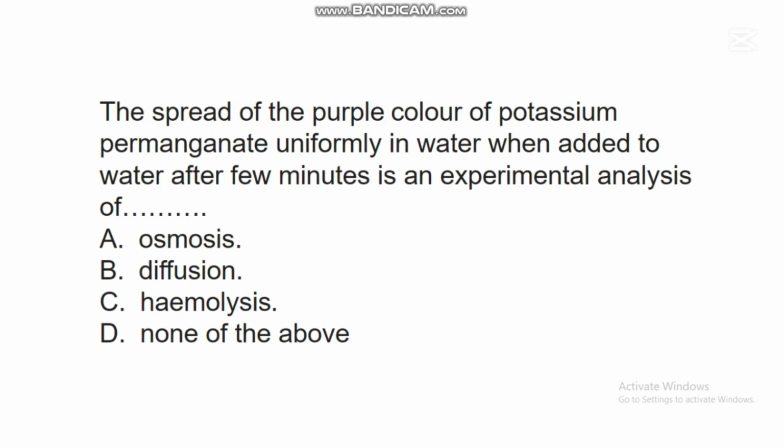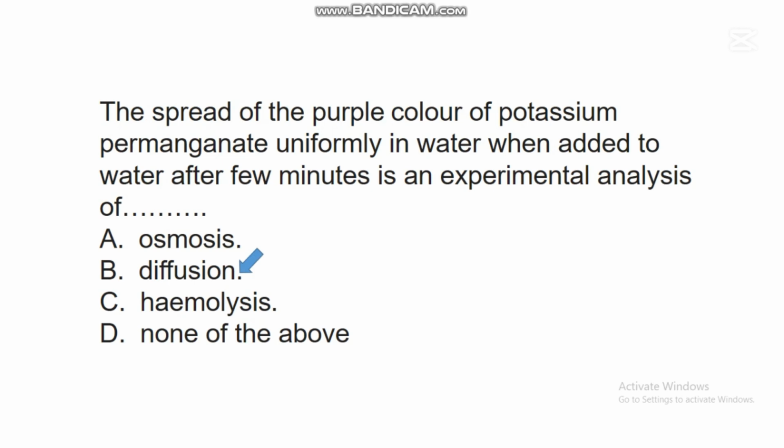The next question says, the spread of the purple color of potassium permanganate uniformly in water when added to water after a few minutes is an experimental analysis of dash. A. Osmosis. B. Diffusion. C. Hemolysis. D. None of the above. In this question, the correct answer is B.